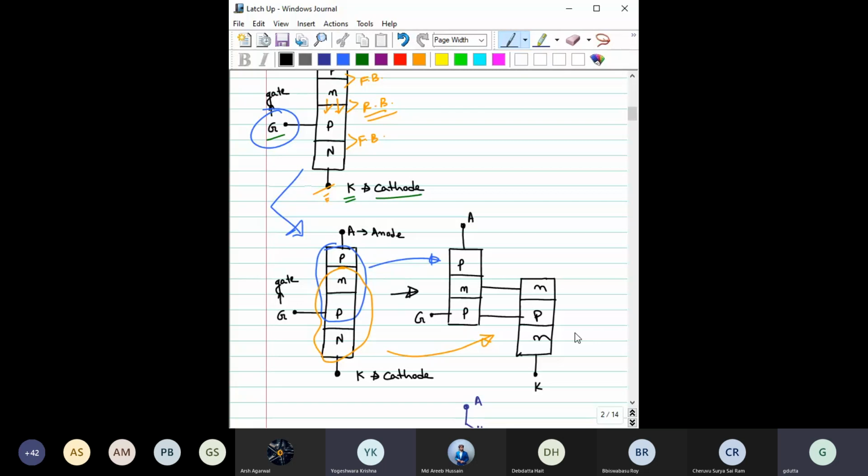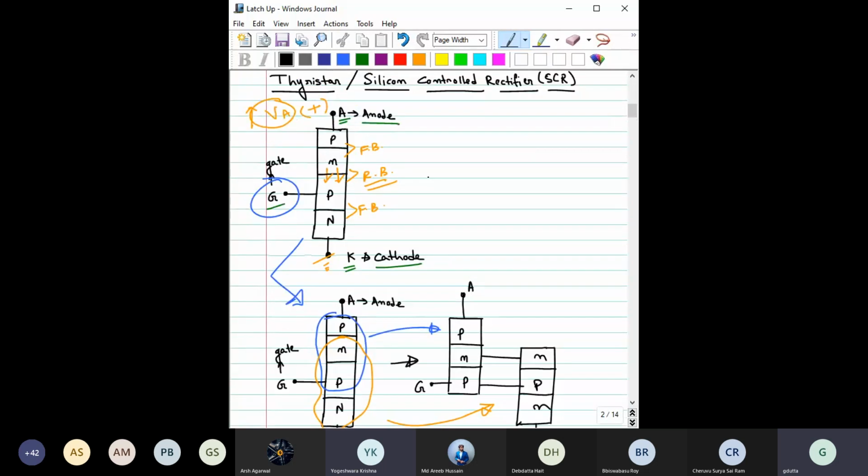What is the difference between a thyristor and two diodes in series? So, two diodes in series back to back, like this. Here you see what is happening. There is a junction here, which is a PN junction. Is there any junction between these two?